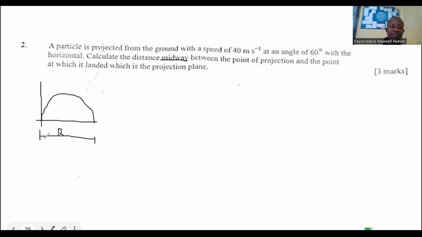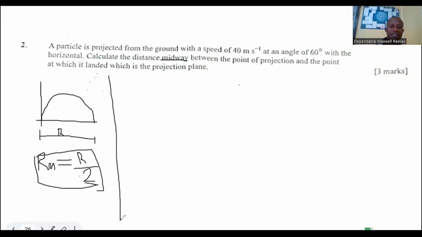Now, the question asks you to find the distance midway. So it means that half the horizontal distance gives the distance midway. So you can write the horizontal distance midway is just equal to the range divided by 2. So this is the concept behind these questions. Now let's solve the question together.